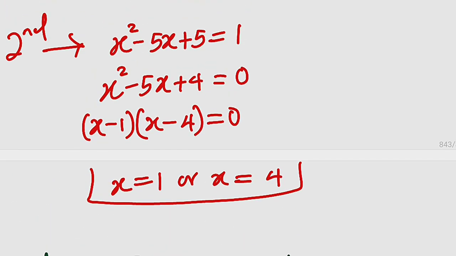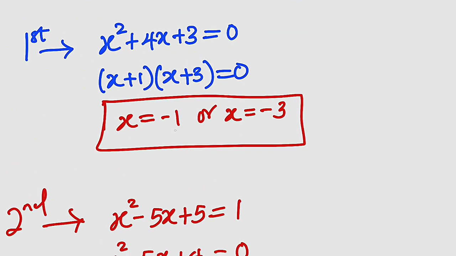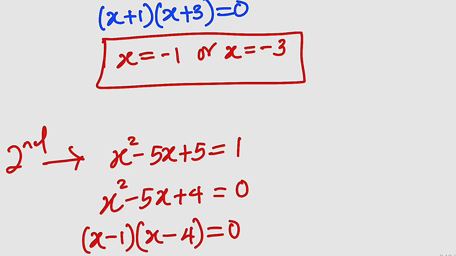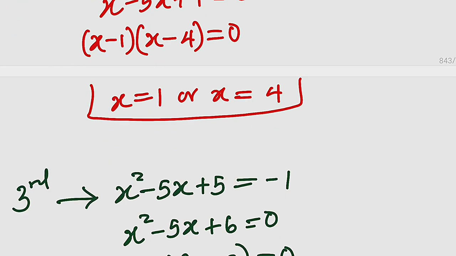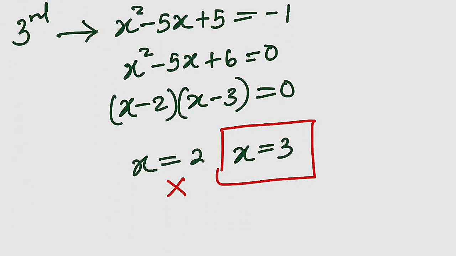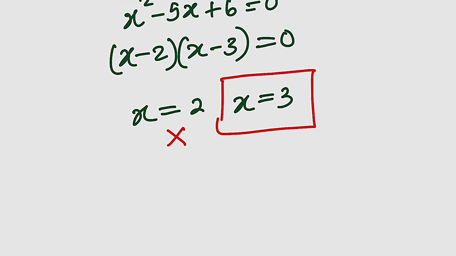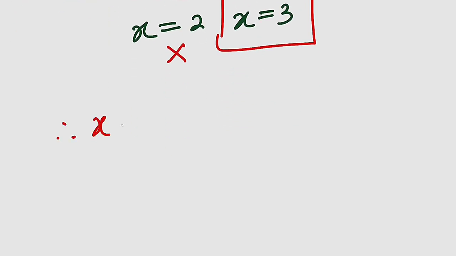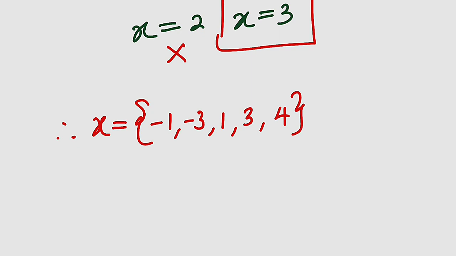So far we have how many solutions? We have x equal to negative 1, negative 3, 1, 4, and finally 3. So let me write all of them together. And therefore the set of values of x are what? We have negative 1, negative 3, positive 1, 3, and 4. These are the values of x that can make this equation true.